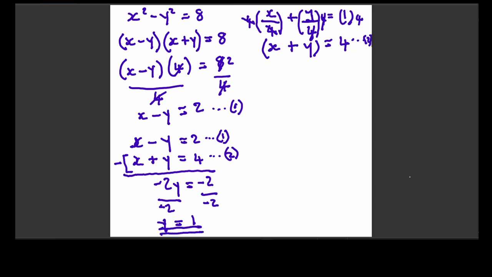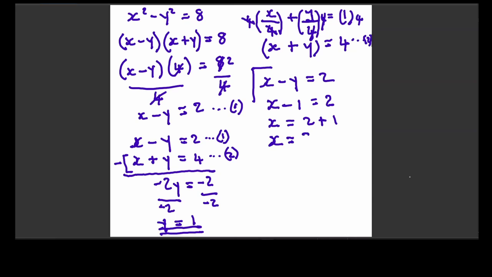What is x then? In order for us to find x, we can take either the first equation or the second equation. So let us take the first. X minus y is equal to 2. We substitute y with 1, so it becomes x minus 1 is equal to 2. X is equal to 2 plus 1. Minus 1 crossed over the equal sign and changed its sign. So x is equal to 3.